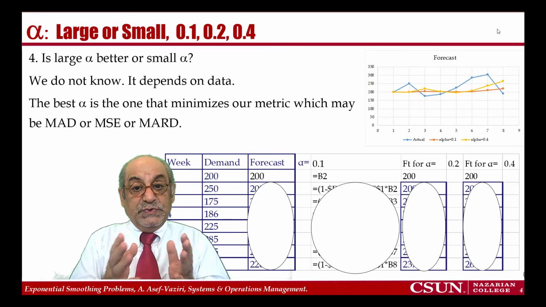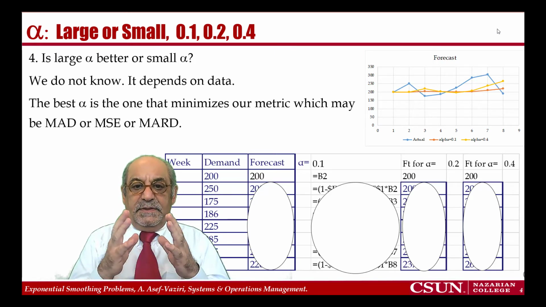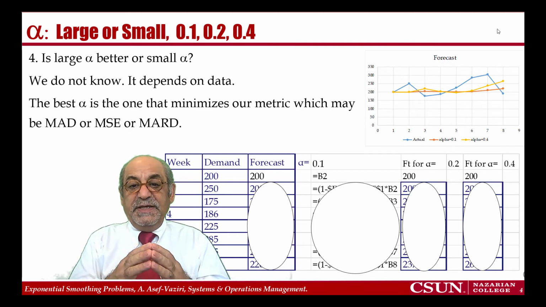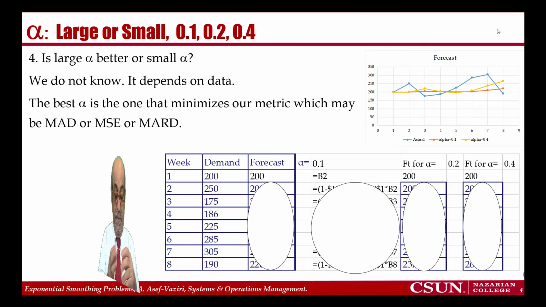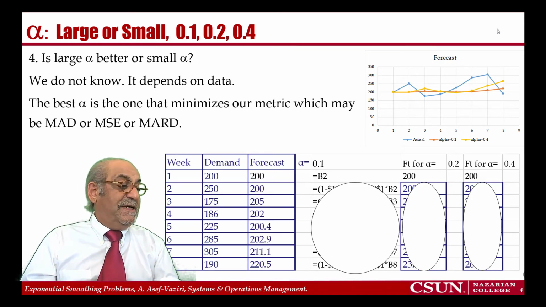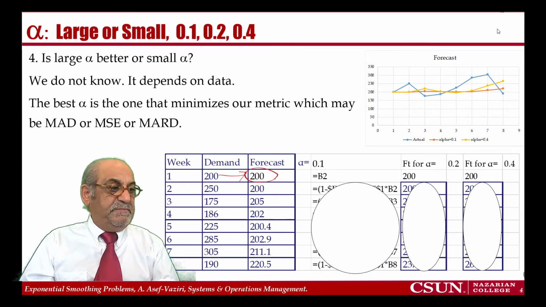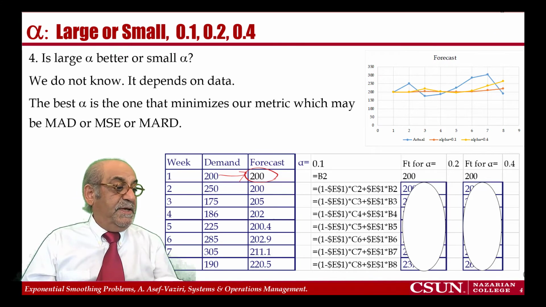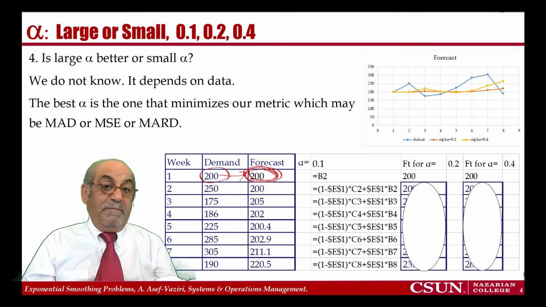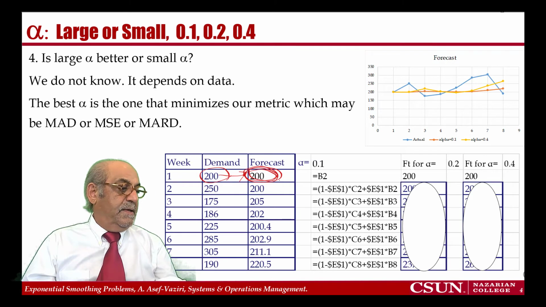Here I have asked you to forecast using exponential smoothing and alpha equal to 0.1, 0.2, and 0.4. Always we assume that forecast for the first period is equal to actual for the first period. And then here I have shown the formula. This one is multiplied by alpha, this one by 1 minus alpha, and then it will go there. And that would be 200.